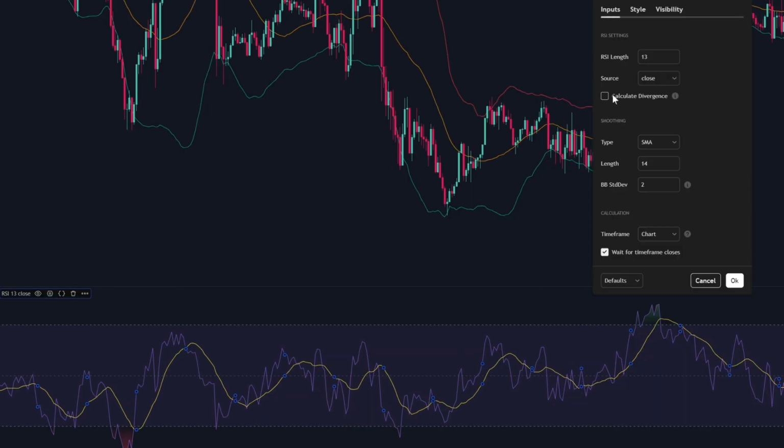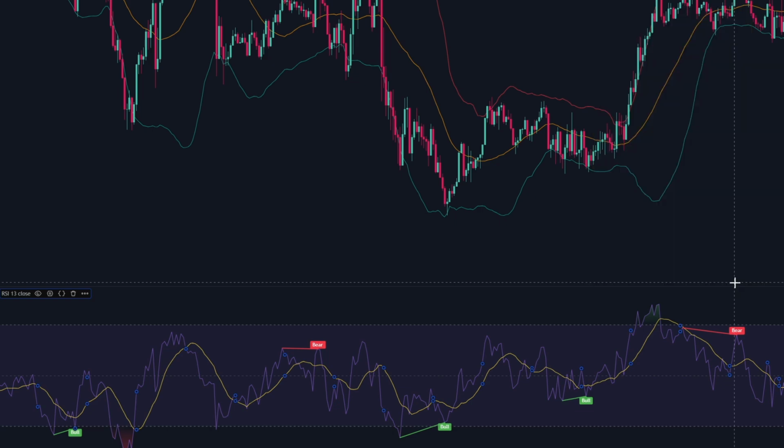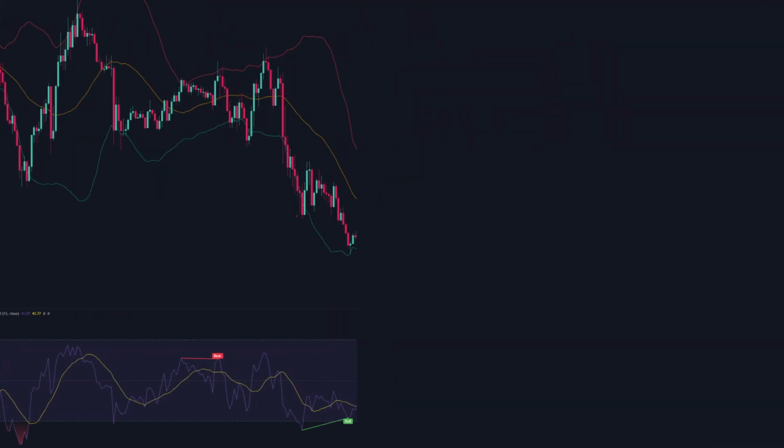First, let's turn on Calculate Divergence in the RSI settings. Look at the chart and spot when price makes a lower low, while the RSI forms a higher low. This is bullish divergence, a strong sign that price might reverse. Before entering a trade, confirm that price has dropped below the lower Bollinger Band, and RSI has previously been below 25. If RSI starts rising while price continues falling, this signals a shift in momentum. Enter a long trade here, expecting price to snap back to the moving average.